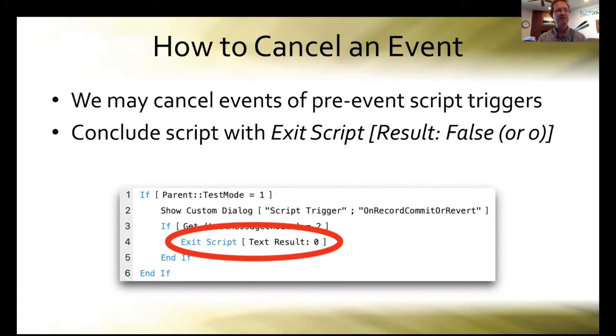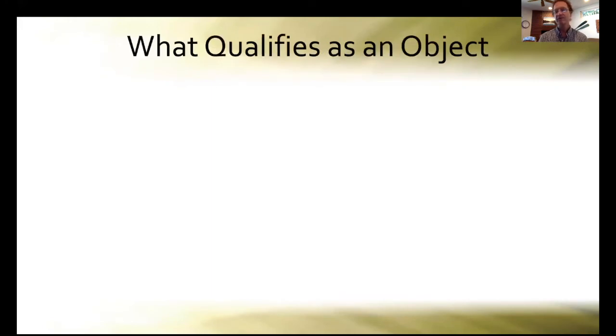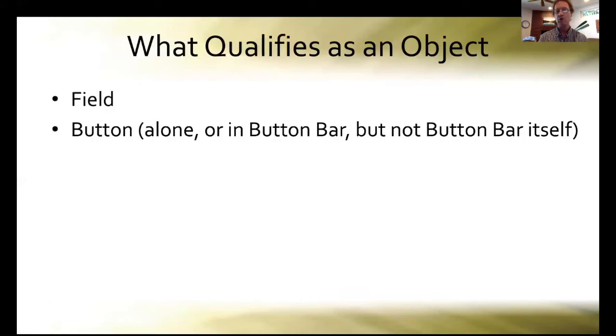At this point, I want us to take a look at a few more details of a few of the key script triggers, although we're running out of time here, so I'm going to move pretty quickly. So let's look at the object level script triggers first. First of all, what qualifies as an object? Well, a field, a button, either alone or in a button bar. But the button bar itself is not an object.